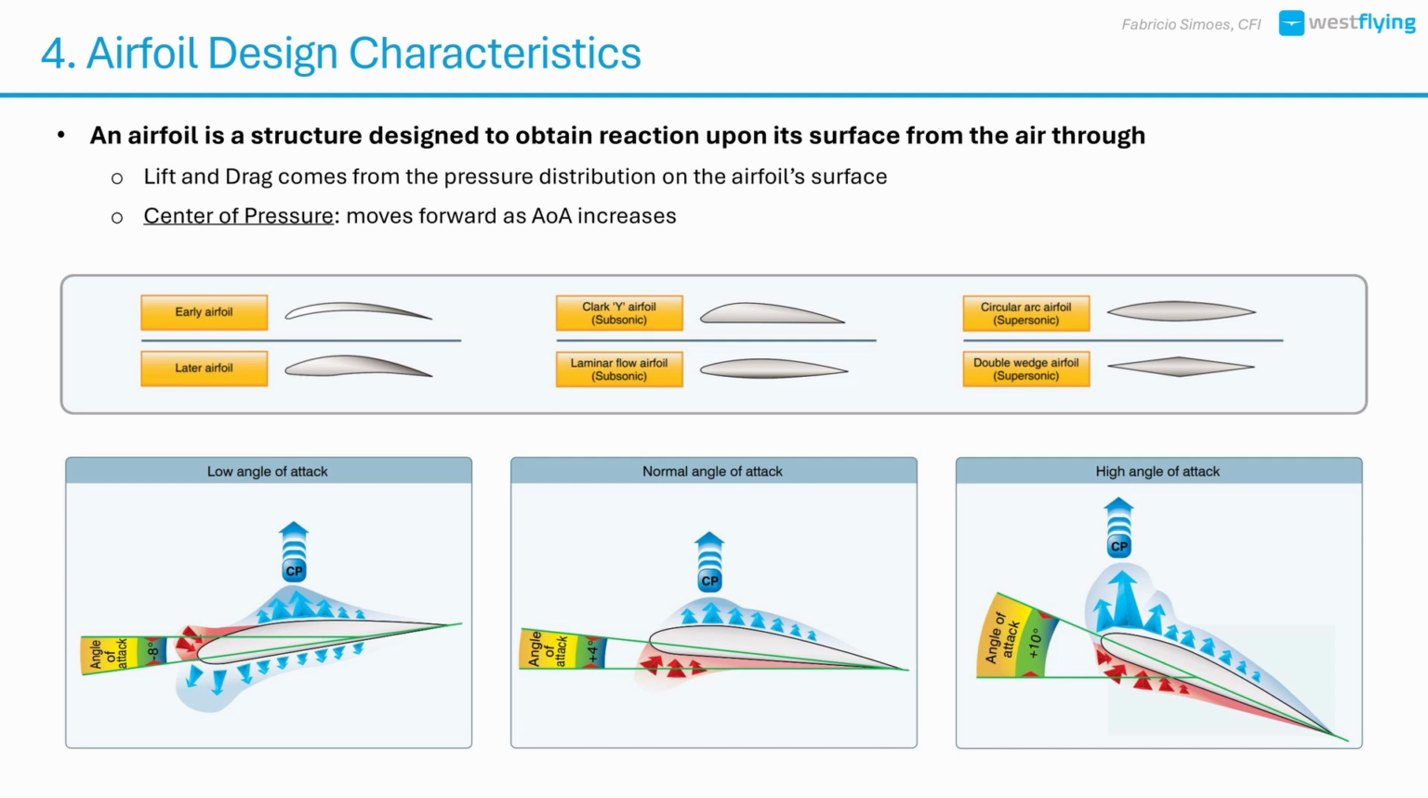The center of pressure is the point along the chord line where the total lift force is considered to act. As the angle of attack increases, the center of pressure moves forward, and this has implications for pitch stability.